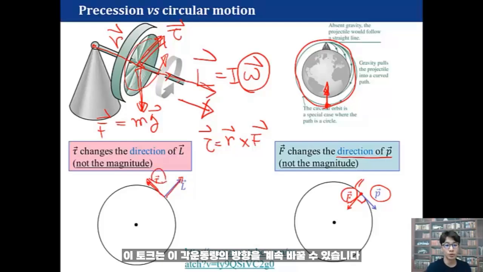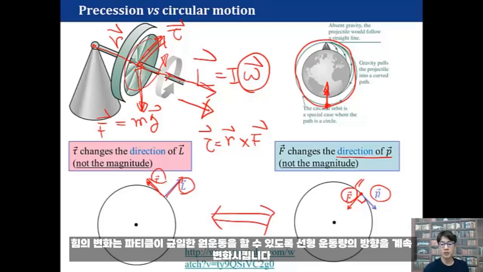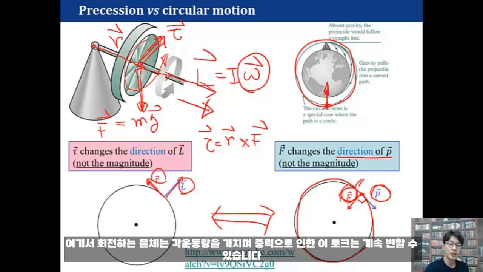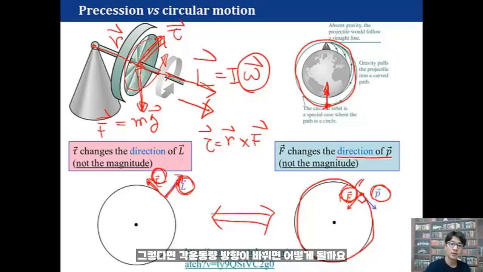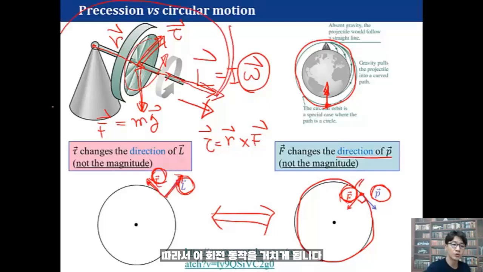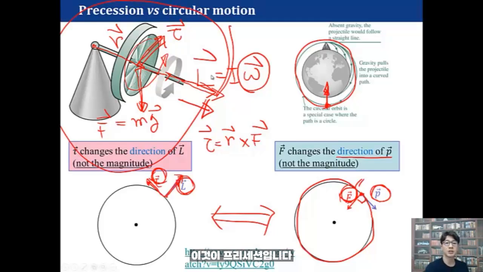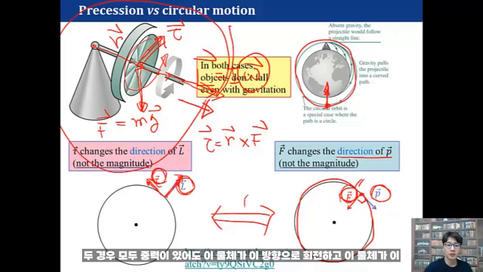What this torque can do is keep changing the direction of angular momentum. A force keeps changing the direction of linear momentum so that the particle can go through uniform circular motion. Here, this rotating body has angular momentum, and this torque, due to gravitational force, can keep changing the angular momentum direction. If the angular momentum direction changes, what happens? The axis direction will change, so it goes through this rotational motion. This is precession. In both cases, the object does not fall down even with gravitational force.